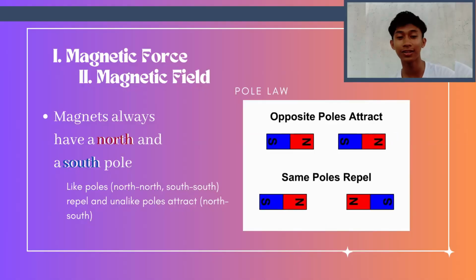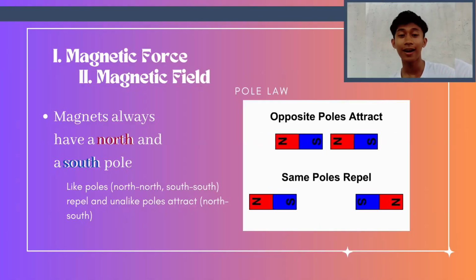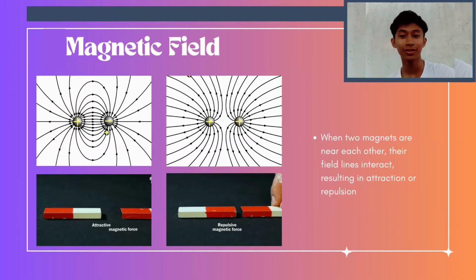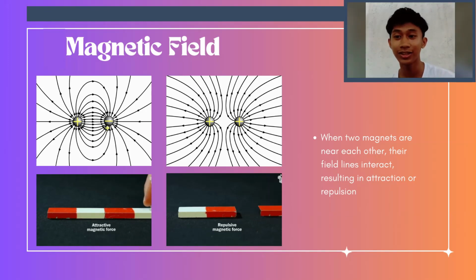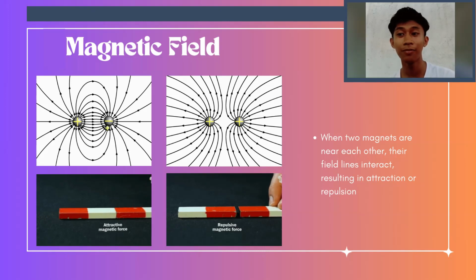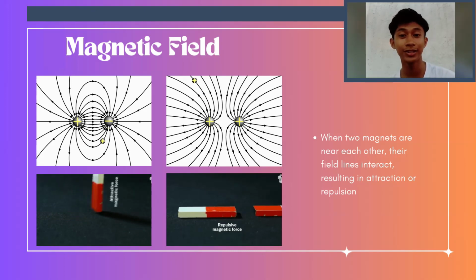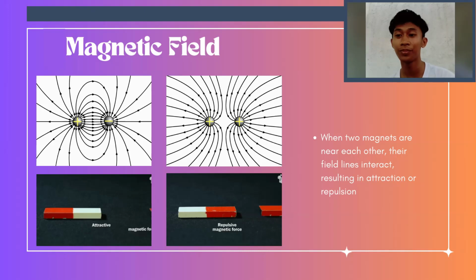Next natin, to understand magnetic force, we must also understand magnetic field. What is magnetic field? When two magnets are near each other, their field lines interact, resulting in an attraction or repulsion. Just like our current understanding of electric field, they behave the same as the magnetic fields. There is the involvement of line here.